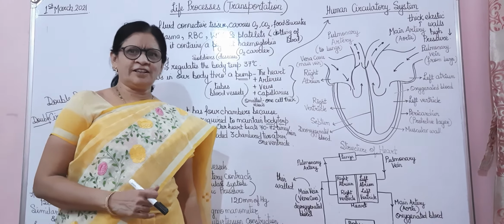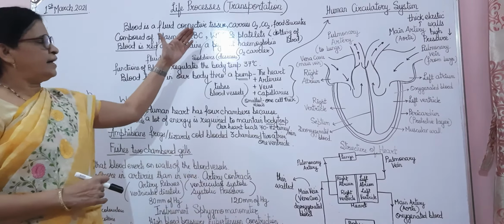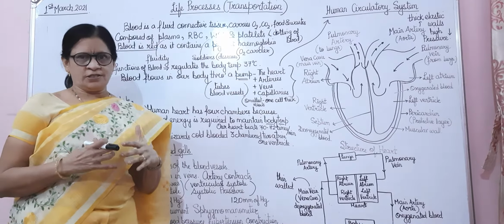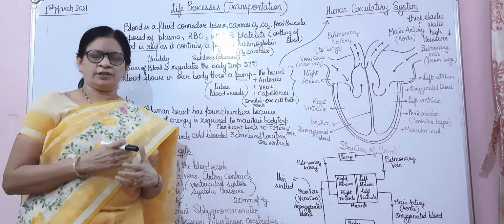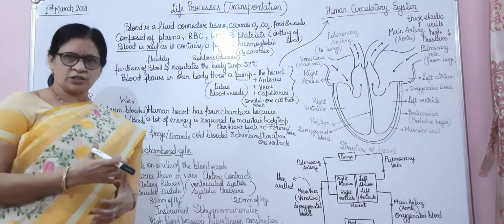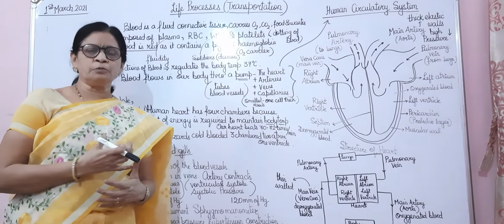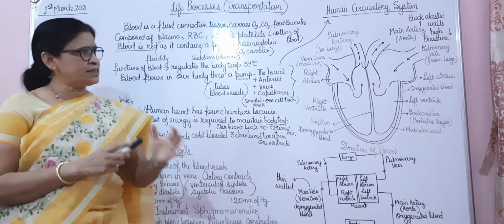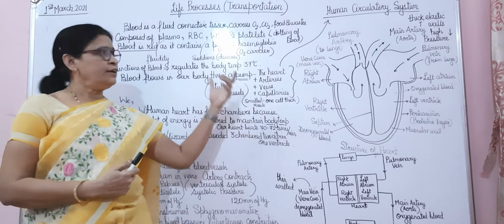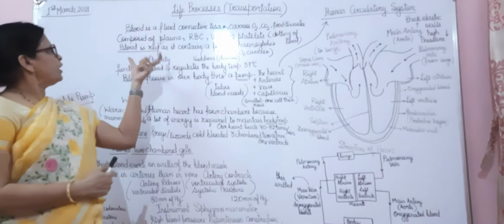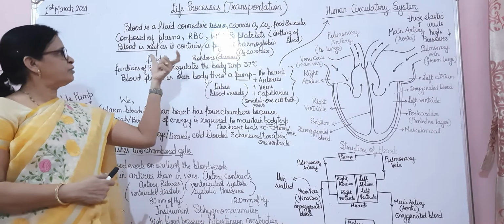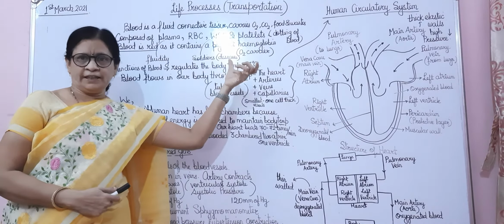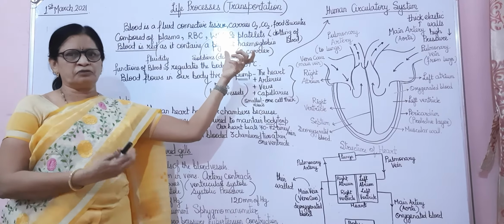We start with the third part of life processes, that is transportation. Now transportation in our body is the transportation of oxygen, carbon dioxide, food material and the removal of nitrogenous waste. All this transportation is done with the help of a special fluid known as blood. Blood is a fluid connective tissue which carries oxygen, carbon dioxide, food material and all the waste material out of the body.